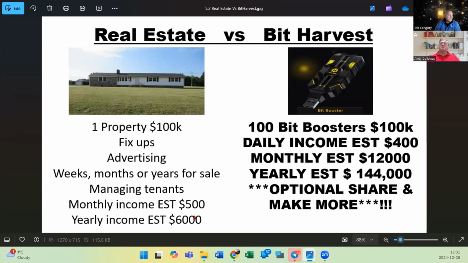Yearly estimated income $6,000. Or you can buy some boosters. 100 boosters cost you the same amount, $100,000. A one-time fee. Again, your daily income $400. Your monthly income $12,000. Your yearly income $144,000. Right in the chat, who would sooner simply buy some boosters than buy 1 property, 2 properties, 3, 4, 5 properties, to then have a passive income that makes a difference? Remember, we talked about this. Your passive income is what determines your future. Your passive income is you're now out of the rat race and you've got your bills paid. That stress is now taken off.